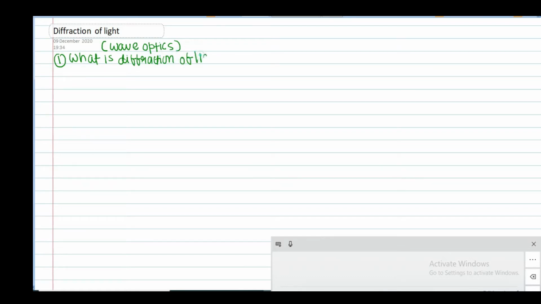Second, we are going to see the types of diffraction. What are the different types of diffraction of light? And then we will study the experiment related to the diffraction of light.